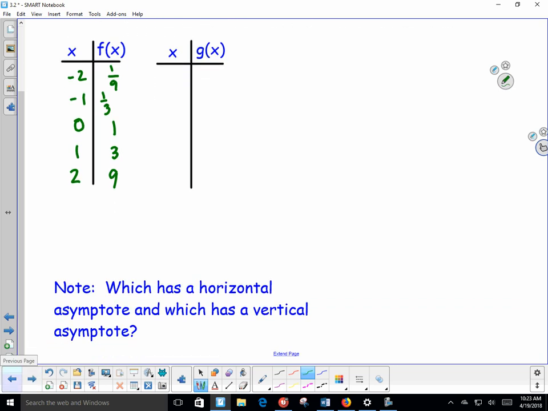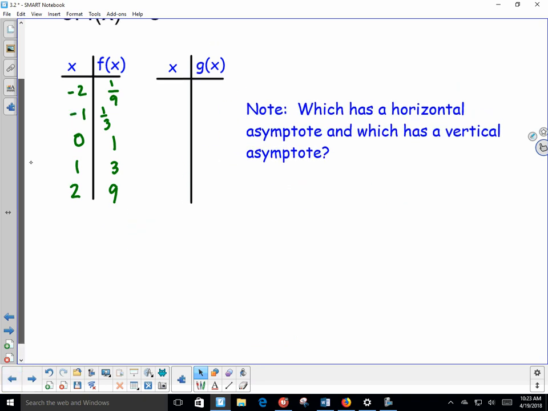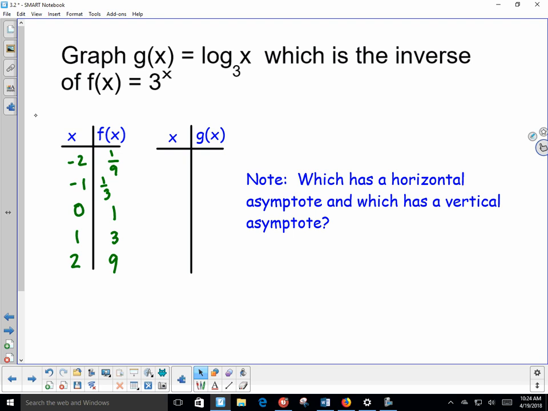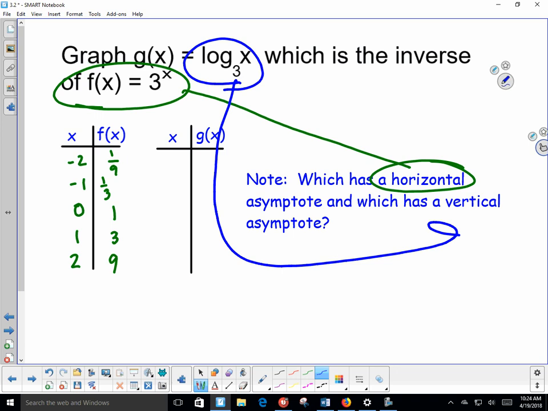x. Oh, well, this is kind of a good follow-up question, though, for the 2 to the x example or the 3 to the x. Which of these is going to have a horizontal asymptote? The first one. Yeah. So exponential functions are going to have a horizontal asymptote, and the logarithmic functions are going to have vertical asymptotes.